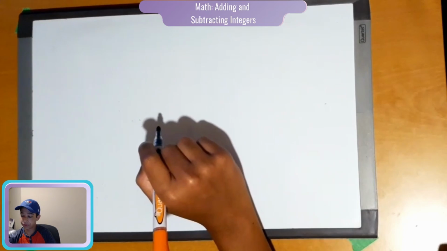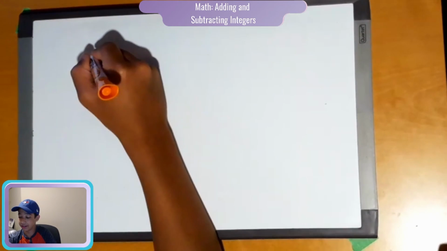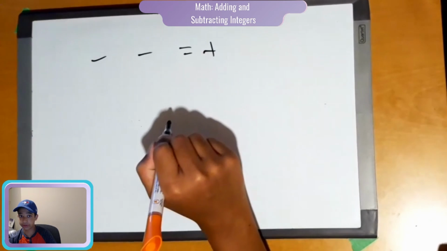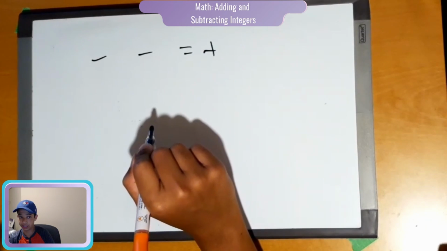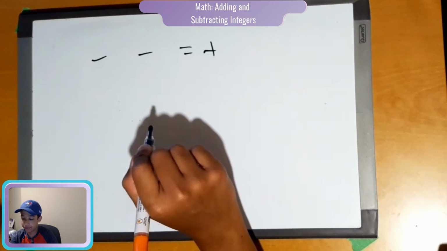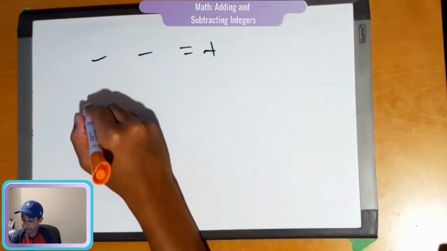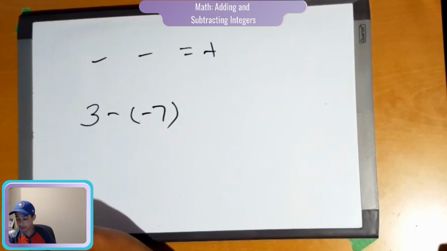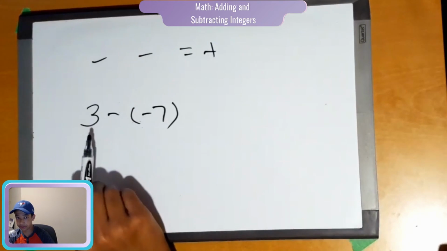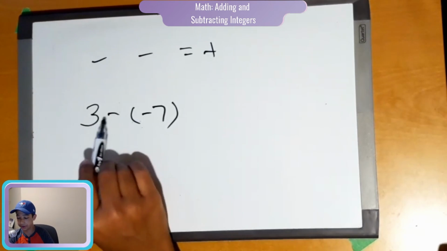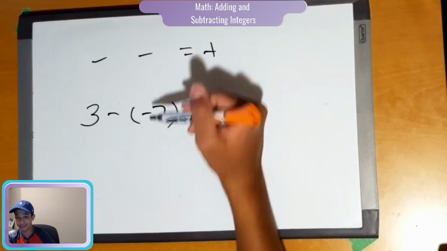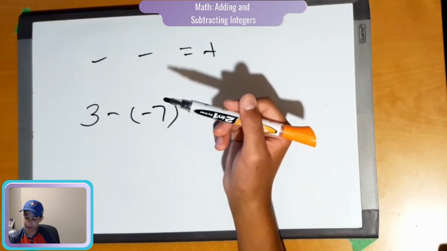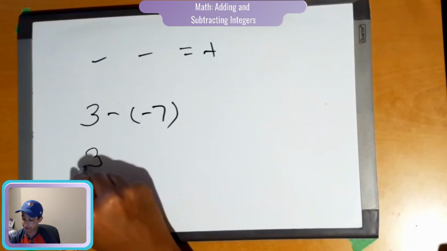Another trick, when you have a negative beside a negative, they actually combine to become a positive. So this only happens in subtracting. If we have 3 minus negative 7. So this is a subtraction sign right here. This is saying that the 7 is negative. So basically, if we combine it, we're just ending up with 3 plus 7.